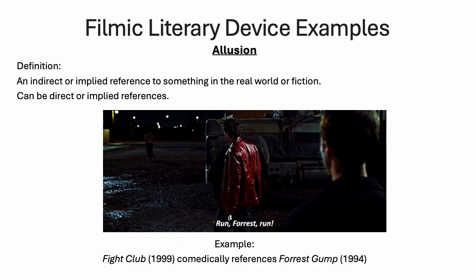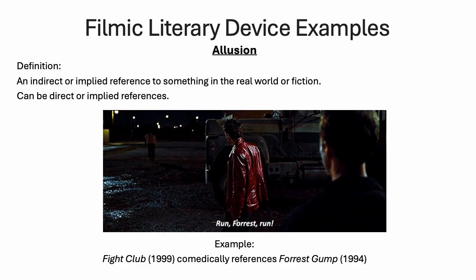Another literary device that's used in film is allusion. An allusion is a reference in the film to something in the outside world or another piece of literature or maybe another film. The film Fight Club is a good example of many allusions.